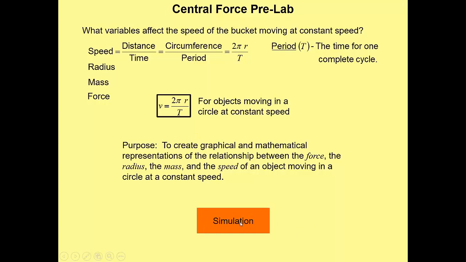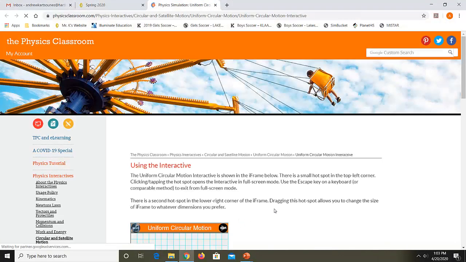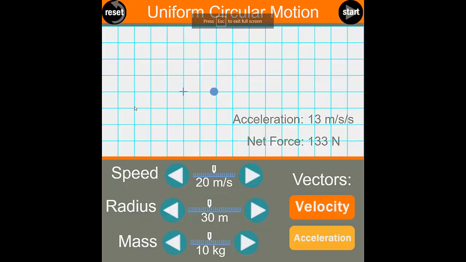Now, the simulation we're going to use is on the Concept Builder Guy's website. There's a link for it right on my website. So if we go there, here it is. As usual, you just open it up to make it big.